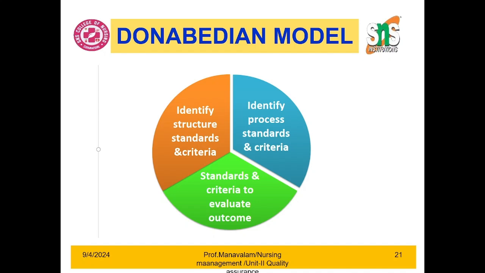First we will see about the Donabedian model. It has three structures in it. First one is identify the structure, standards and criteria. Second one is identify process, standards and criteria. Third one is identify the standards and criteria to evaluate the outcome.